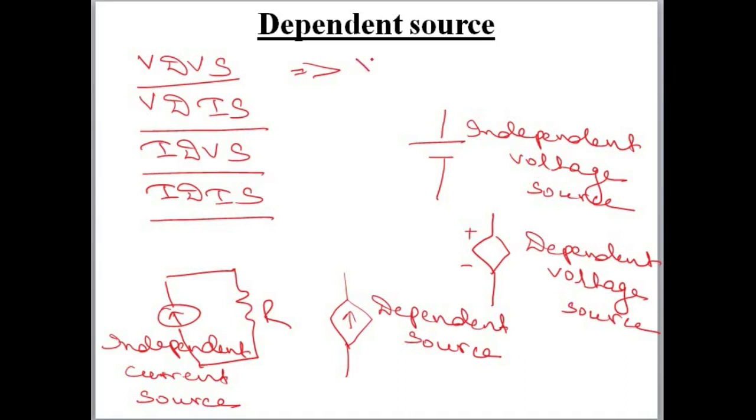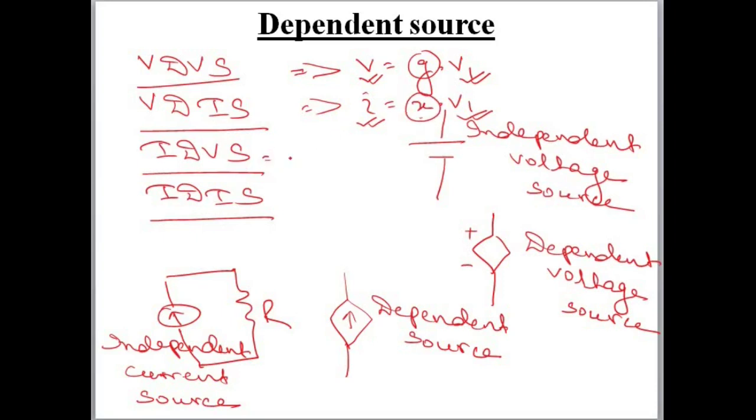Voltage dependent voltage source. In this, your V will be equal to some other, suppose G into V1. It means your V is dependent on V1, and this is a constant term. Here it is a voltage dependent current source. It means your current is dependent on some voltage. So your current I is dependent on X into V1. If you multiply V1 by X, you will get your current source.